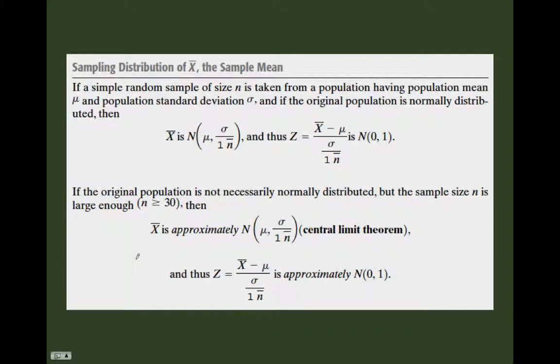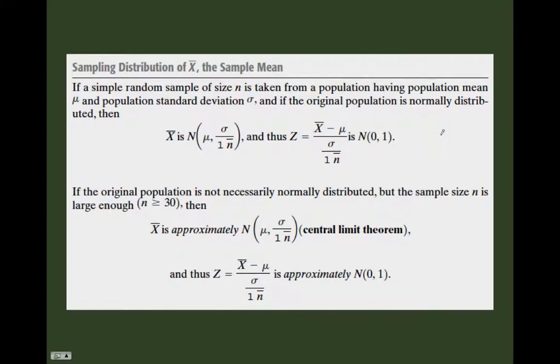So let's review the sampling distribution of X bar, the sample mean. If a simple random sample of size n, so there's the randomness assumption again, it's in almost all of the hypothesis tests that we consider, and nearly all the inferential statistical methods depend on random samples. So we have a random sample of size n, taken from a population having population mean mu and population standard deviation sigma.